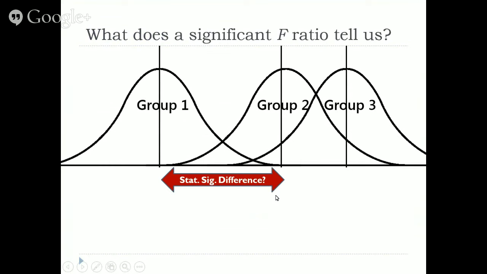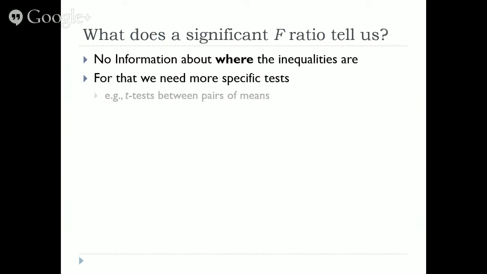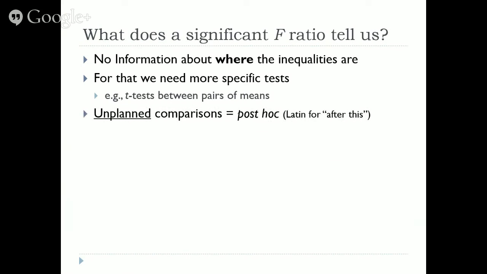So a significant F ratio doesn't tell us if there's a statistically significant difference between any particular two means. It just tells us there's a difference overall, as we've talked about before. To find out if there's a difference between two specific means, we need to use a t-test. However, as we've seen, there are problems with doing a whole bunch of t-tests: the family-wise type 1 error rate, the family-wise alpha.